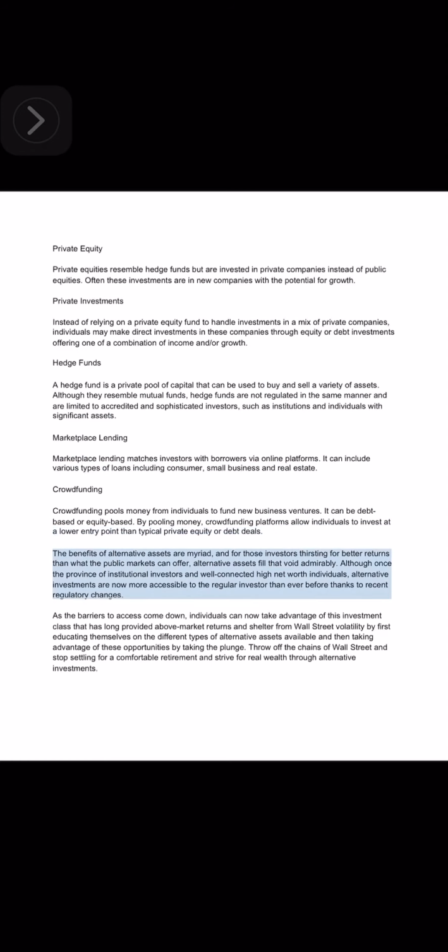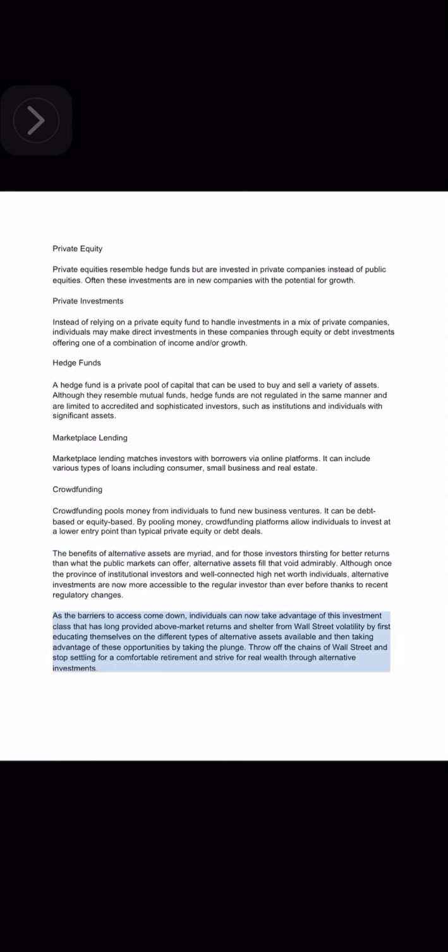The benefits of alternative assets are myriad. For those investors thirsting for better returns than what the public markets can offer, alternative assets fill that void admirably. Although once the province of institutional investors and well-connected high-net-worth individuals, alternative investments are now more accessible to the regular investor than ever before thanks to recent regulatory changes.